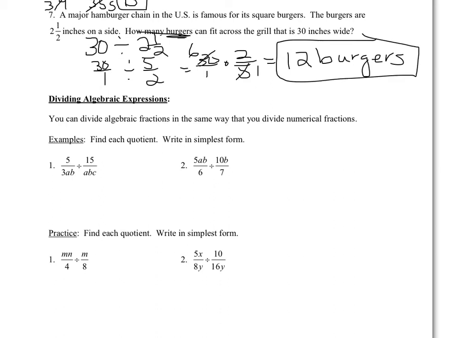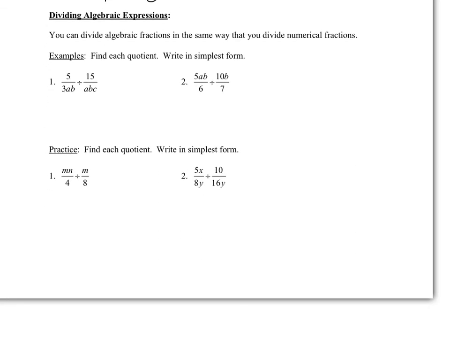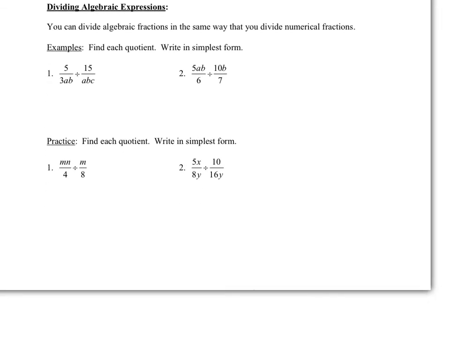Okay, so now, of course, we're doing pre-algebra and we're in 8th grade, so we've got to look at how algebra applies to dividing. You can divide algebraic fractions the same way you divide numerical fractions. You're still going to keep that first fraction the same, so this would be 5 over 3ab. And we're still going to take the reciprocal of the second fraction, so that 15 is going to end up in the denominator, and that abc is going to end up in the numerator.